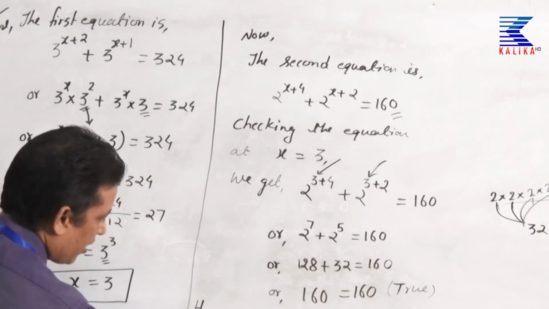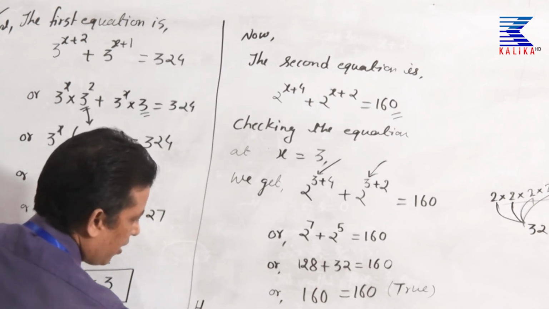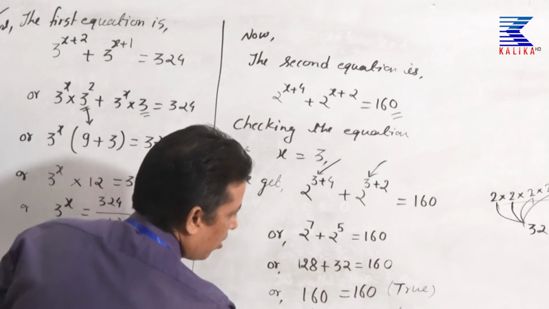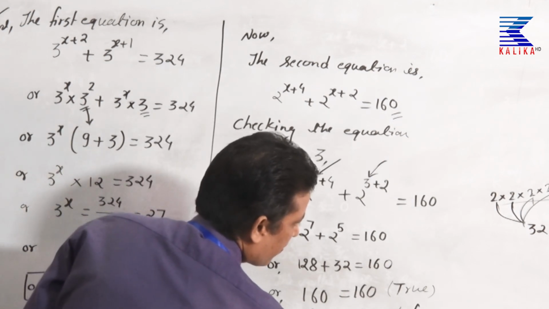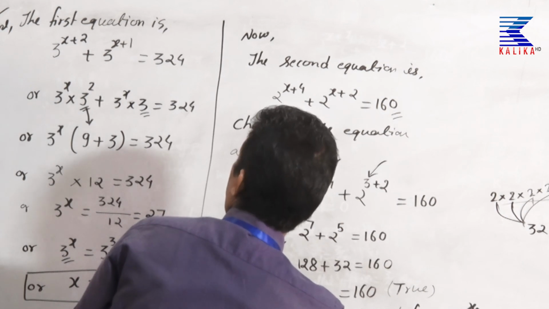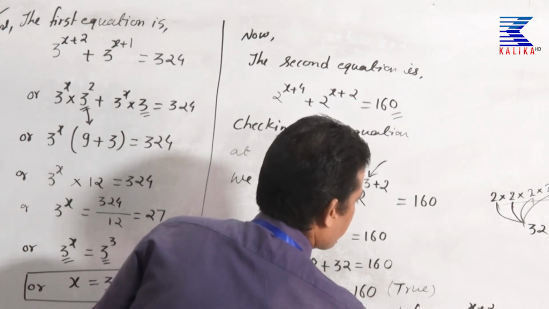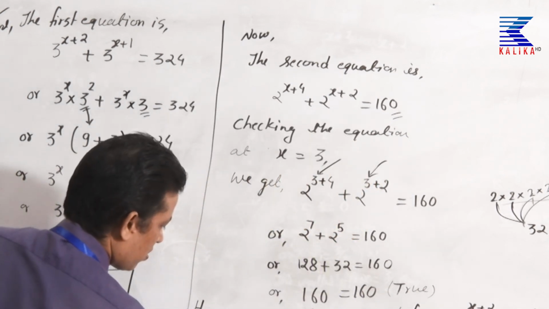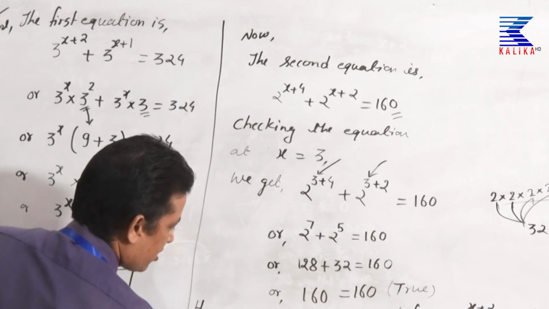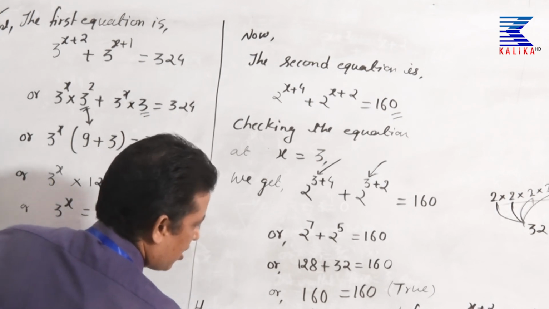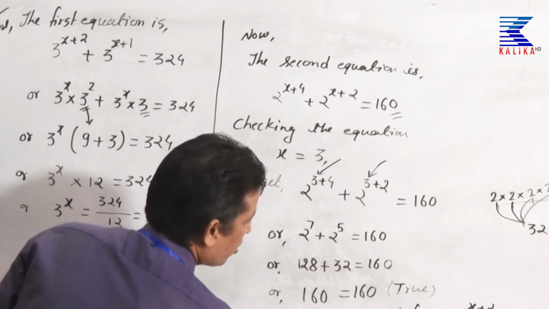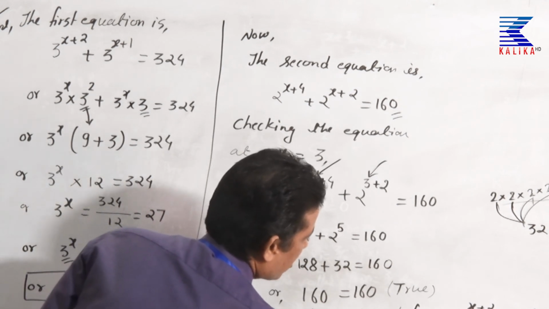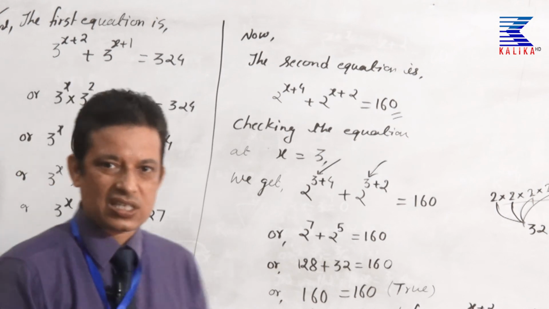Hence, the value of x obtained from 3^(x+2) plus 3^(x+1) is equal to 324 also satisfies the equation 2^(x+4) plus 2^(x+2) is equal to 160. So in the slide the 0 is missing while typing.